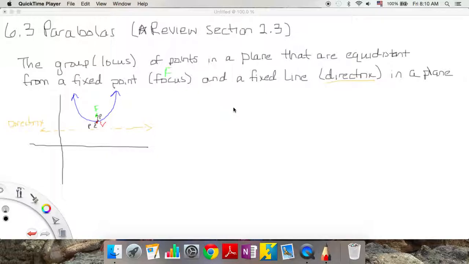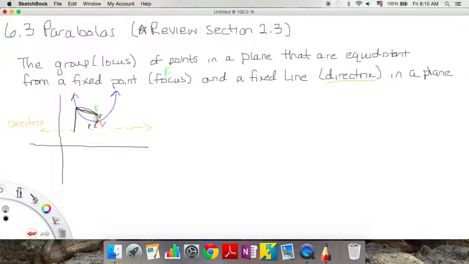A parabola is actually the locus of points in a plane that are equidistant from a fixed point, F, called the focus, and a fixed line, the directrix, in a plane. So if we have a parabola, this blue thing here, and we have our focus, the green dot here, and our directrix. If you have any point on this parabola, say here, then the straight-line distance from here to the focus and from here to the directrix is always the same.